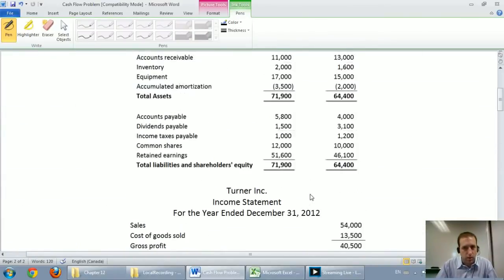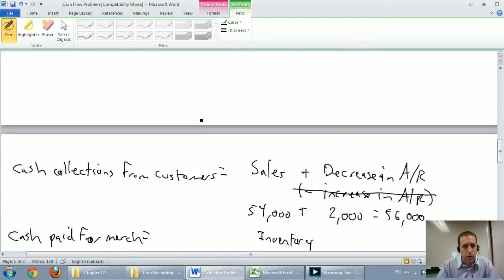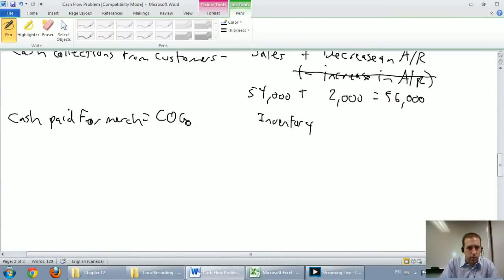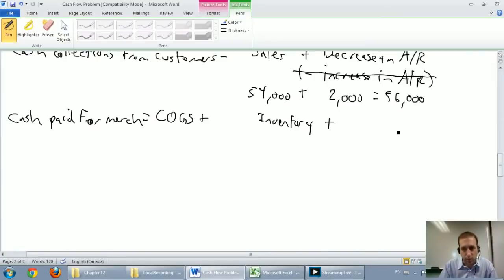Now looking back up, there's one on the income statement that I'd like you to focus in on. And again, we're thinking about buying merchandise. What items on the income statement might be involved with our purchases of merchandise or inventory? And the answer here is cost of goods sold. Cost of goods sold tells us the cost of the merchandise we sold. So yeah, cost of goods sold is absolutely a cost involved with the purchase of merchandise during the year. So it's cost of goods sold plus, I'm going to say, decrease or increase in inventory, plus one more. And the hint here is that point F in the additional information says the company's inventory purchases are all on account. So obviously the cash paid for merchandise has to run through accounts payable if we buy all of our inventory on account. Again, that's an assumption of this problem. Might not be true of all companies or all problems.